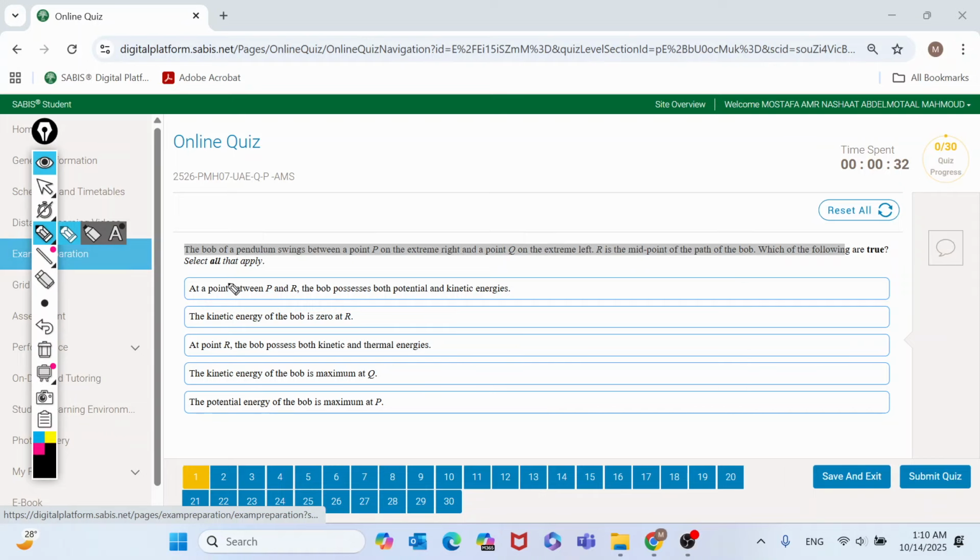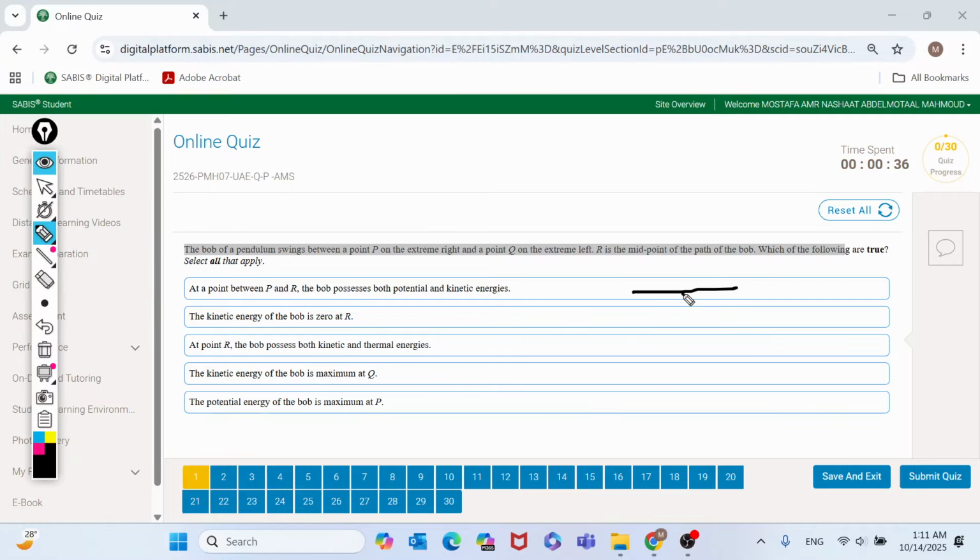Okay, guys, let me explain what's happening here. You have a pendulum, which is a string with a mass attached to the end of it. You have R, you have P, like when it swings up, it's gonna be at P. And if it swings to the other side, it's gonna be at Q.